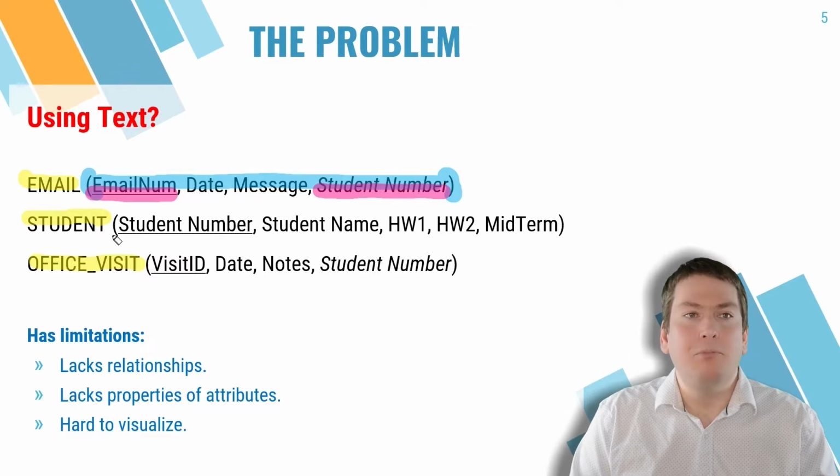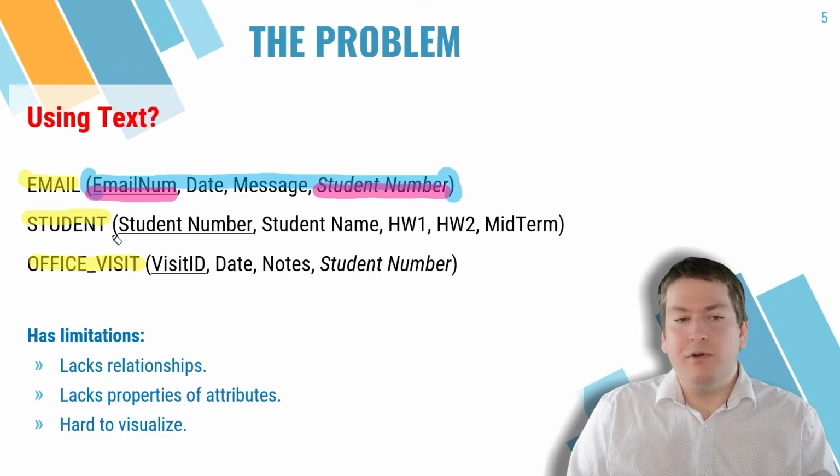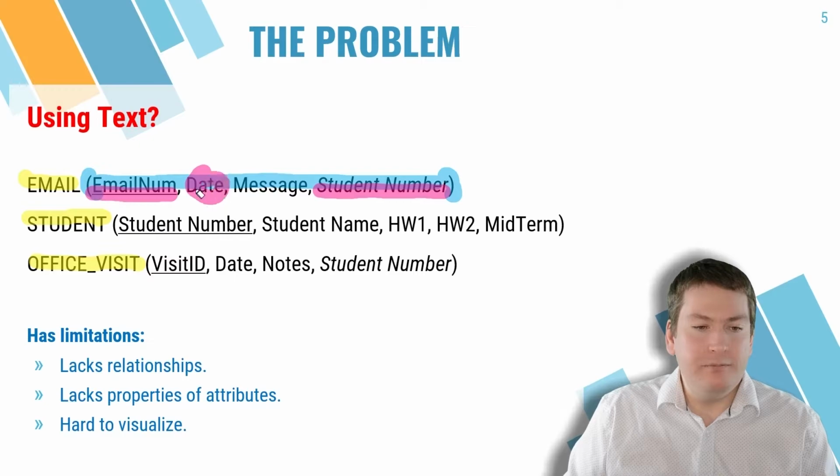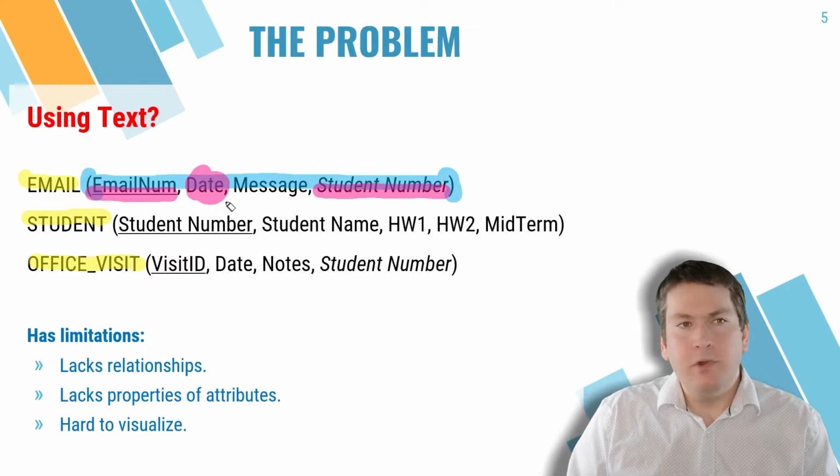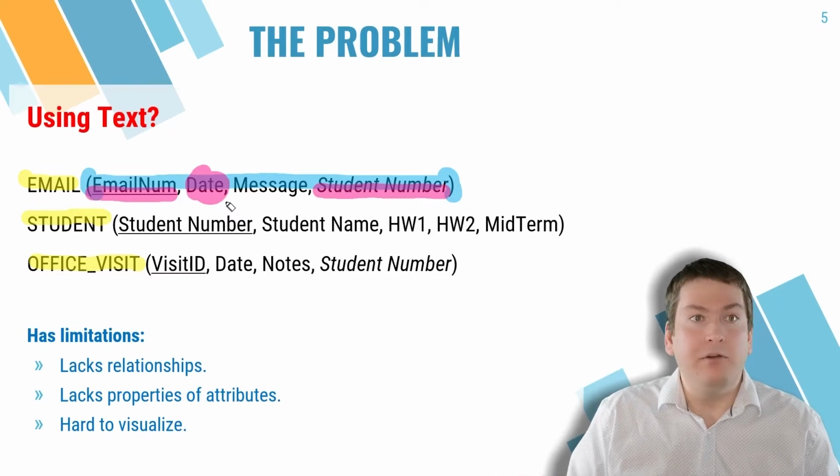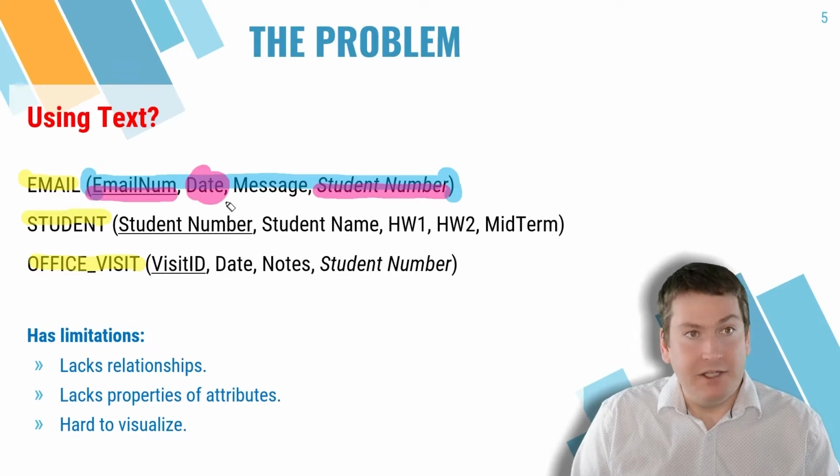It also lacks properties of these attributes. For example, for date in the email table, we don't know if date is optional or not. Are you allowed to have emails in your email table that don't have a date, or do all of them have to have a date?